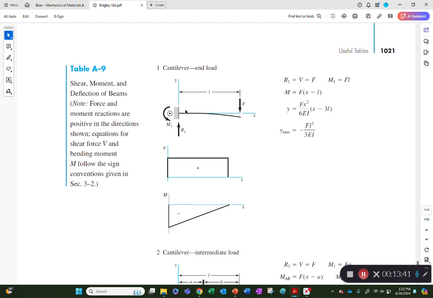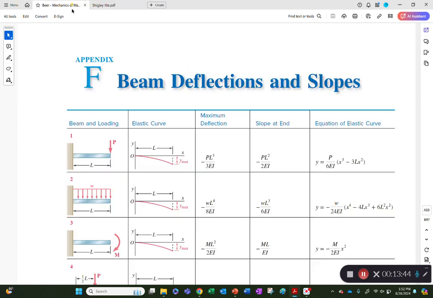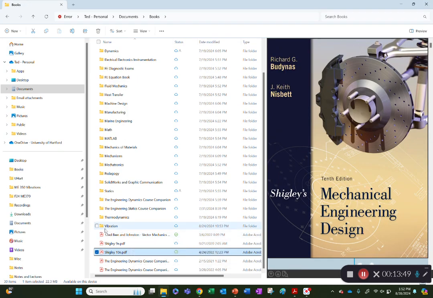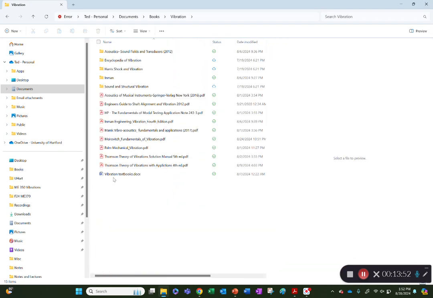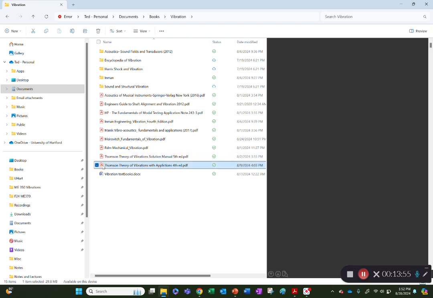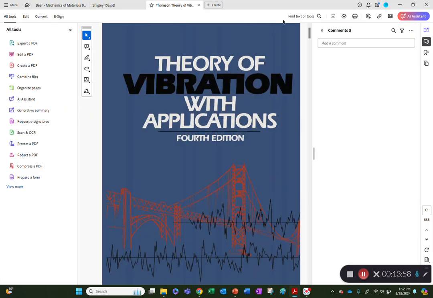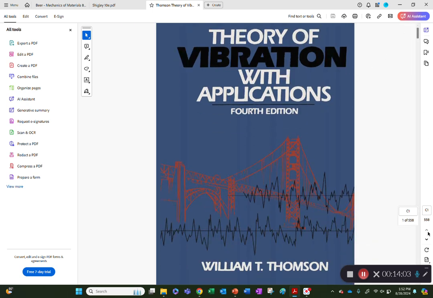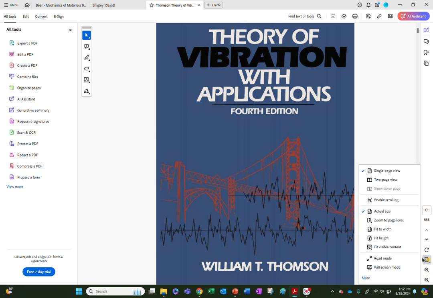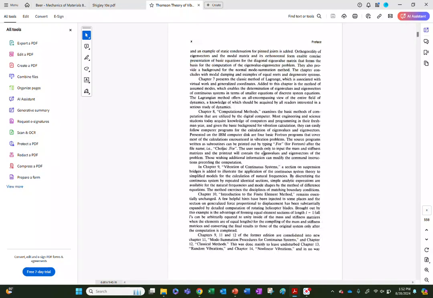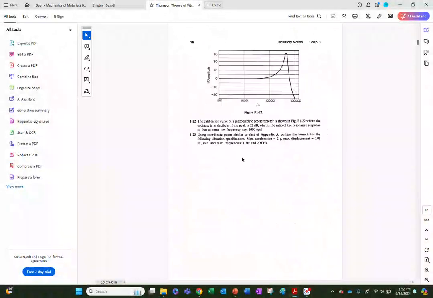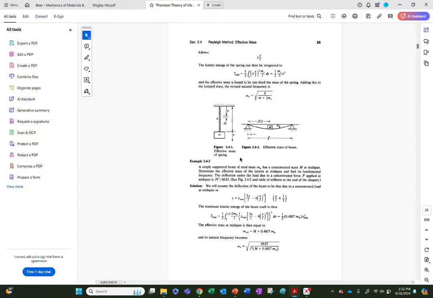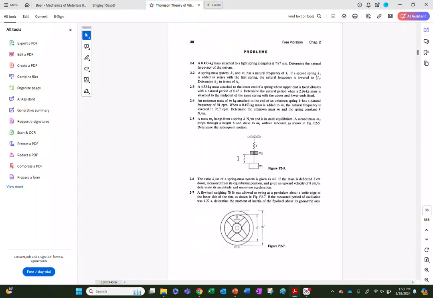There you go. Alright, so there's Shigley. I was gonna open up and show you that, but you don't really care. Oh, and I guess I don't have the book open, so let me go to my vibration books. Open up the textbook. And let's see, make it enable scrolling, go to height, and go down. I think it'll be at the end of this chapter. I think so. There you go.